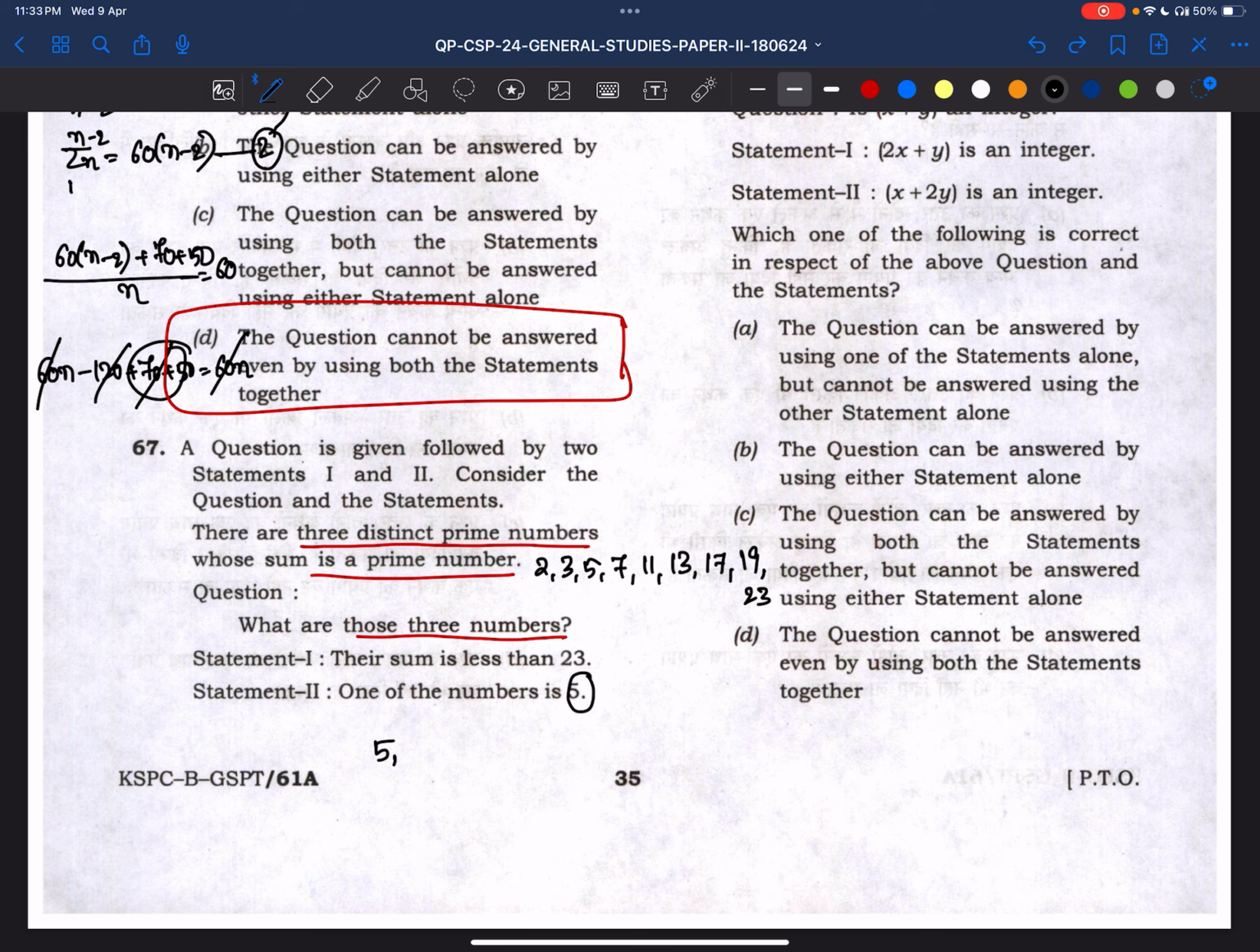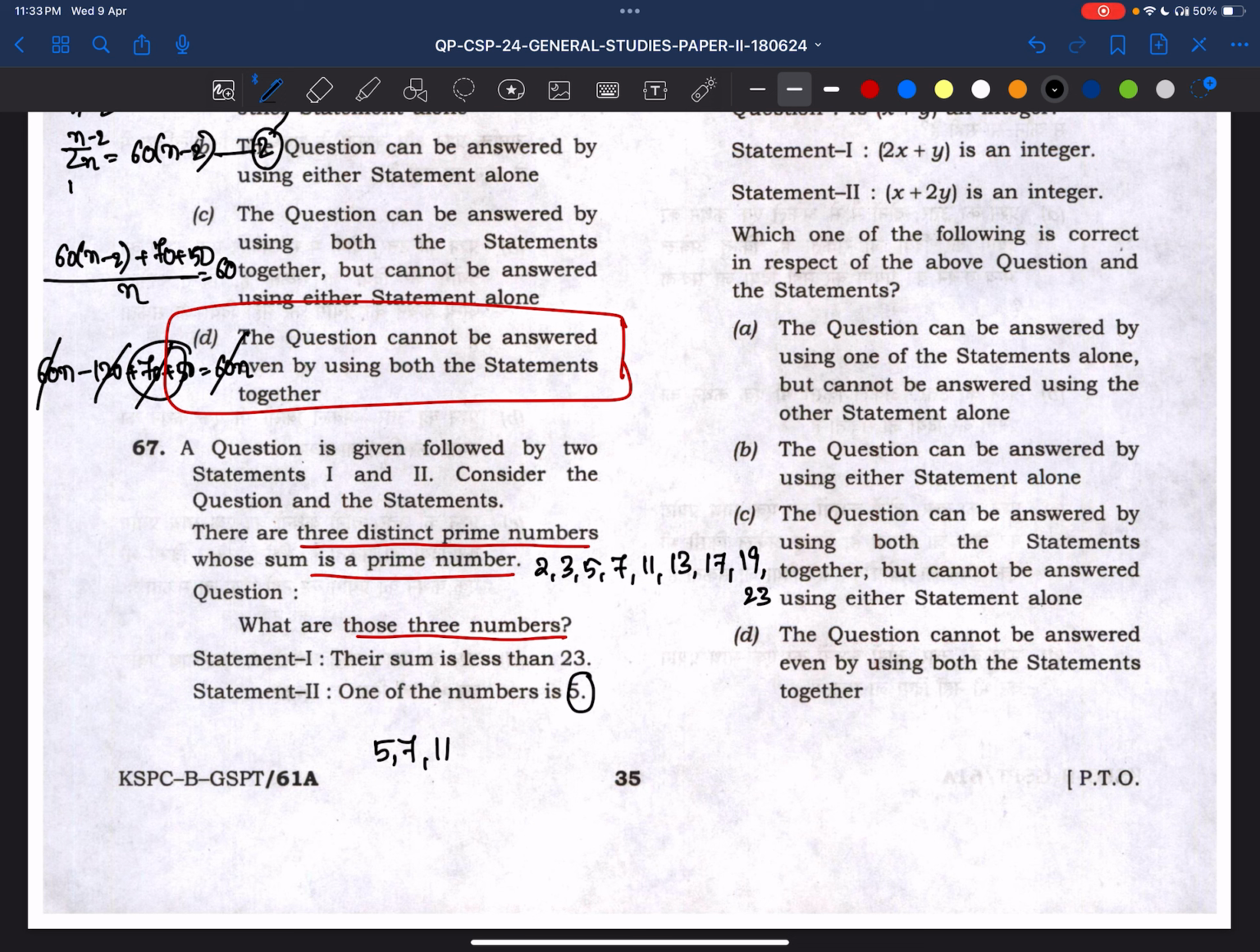So let's take 3, 5, 7. What is 3 plus 5? 8. 8 plus 7? 15. So it is not possible. Next, 5, 7, 11. 5 plus 7 is 12. 12 plus 11 is 23. Okay, so we take 5, 7, 11. How many are possible?